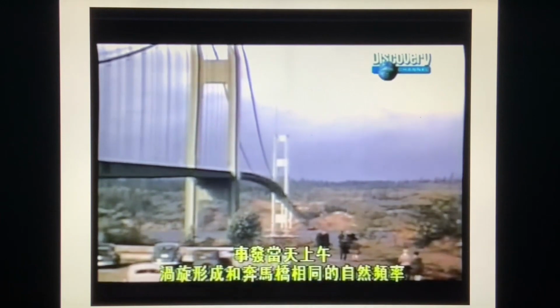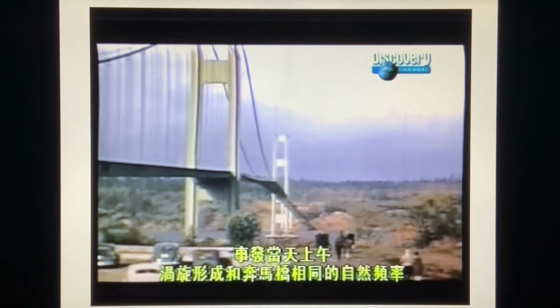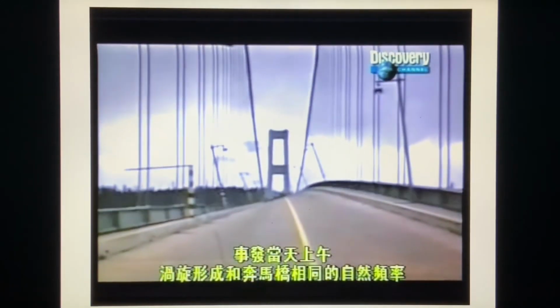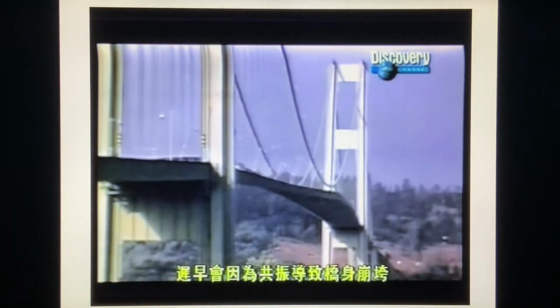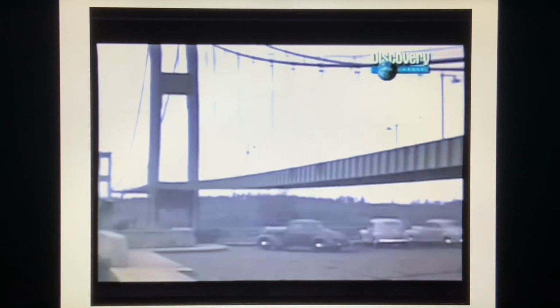On that morning, with vortices created at the natural frequency of galloping Gertie, it was only a matter of time before resonance caused the bridge's collapse. Tacoma terrified bridge engineers. Suddenly, wind was the enemy.